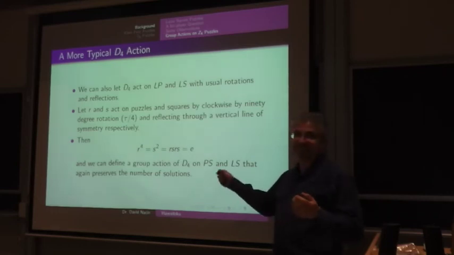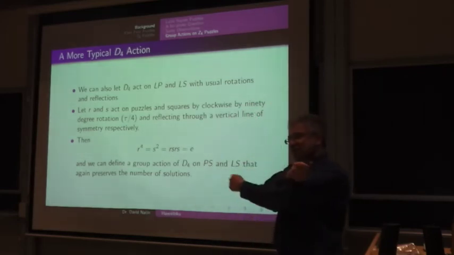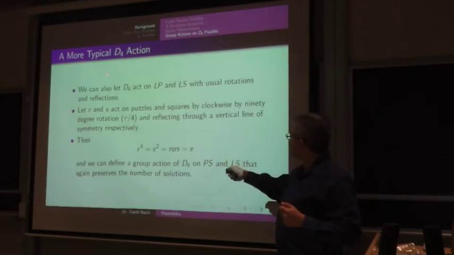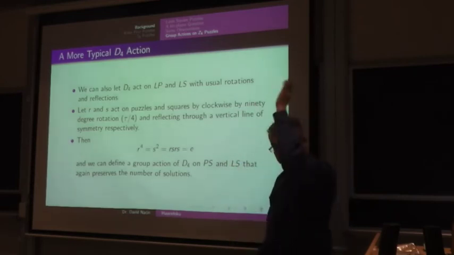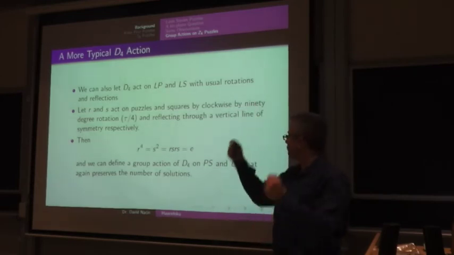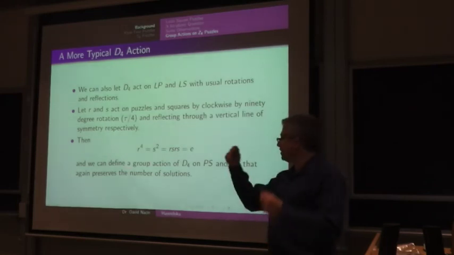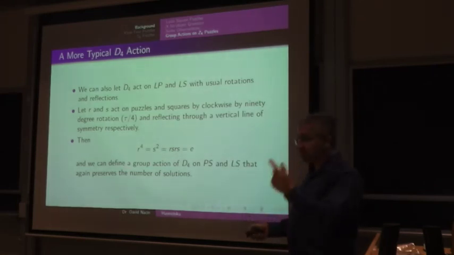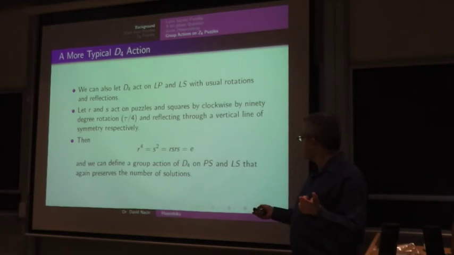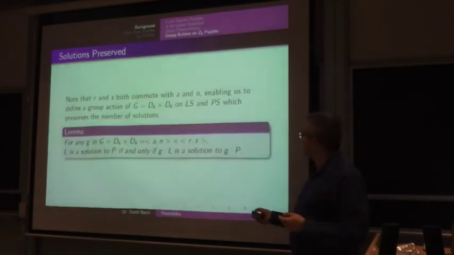We actually just let the dihedral group go by rotating and reflecting the puzzles. I'm going to let S be the reflection through the vertical line of symmetry in the center of the puzzle. And I'm going to define R to be rotation by 90 degrees. And now we have two different D4 actions that preserve the number of solutions.